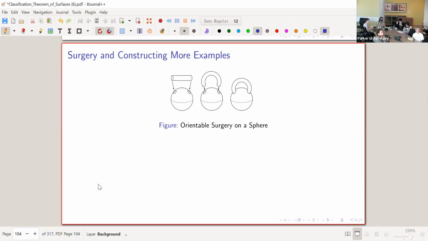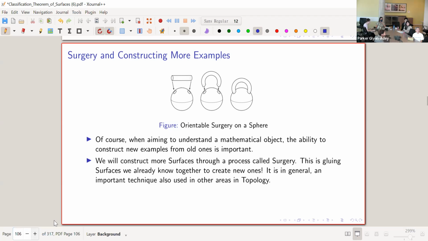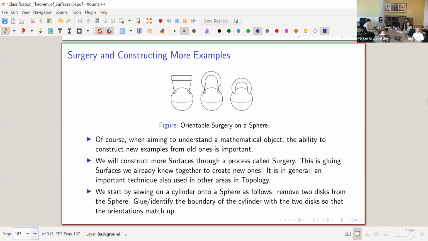Okay, so finally, we're going to go on to surgery. So surgery is how we're going to construct more examples of surfaces. Yeah, so when we want to understand mathematical objects, we want to be able to construct new examples from old. So we're going to construct more surfaces using a process called surgery. So we basically glue together surfaces we already know to create new ones. So this is also an important technique in higher topology as well. So in classifications of more general spaces, they also use this technique a lot. So it's very important and far-reaching.